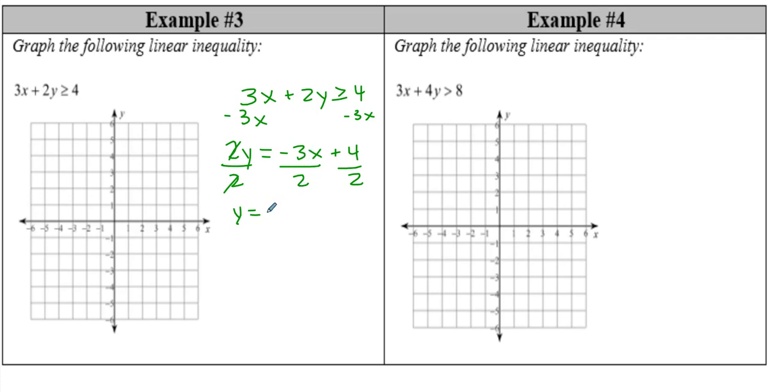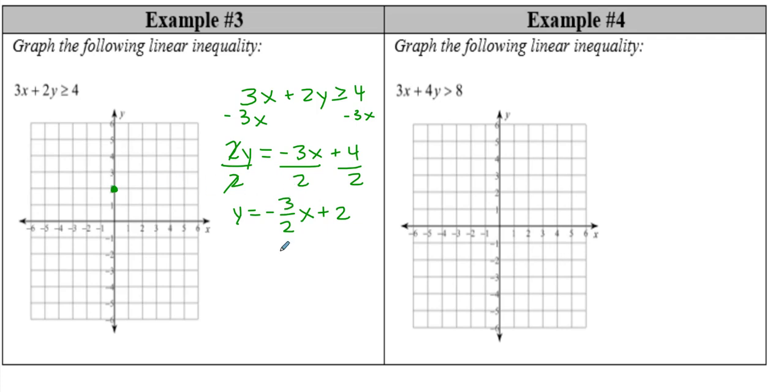Negative 3 over 2, so we got a negative 3 over 2. We put our x out front. 4 divided by 2 is a positive 2. So we start with our y-intercept right here. Okay, positive 2 on the y-axis.